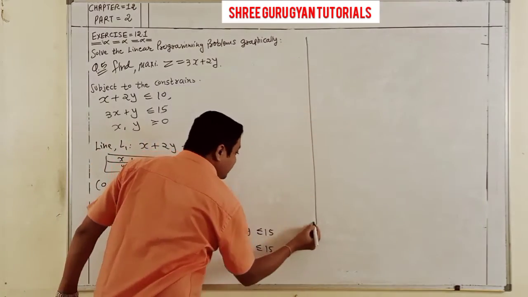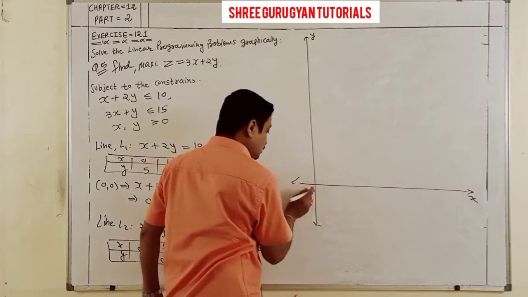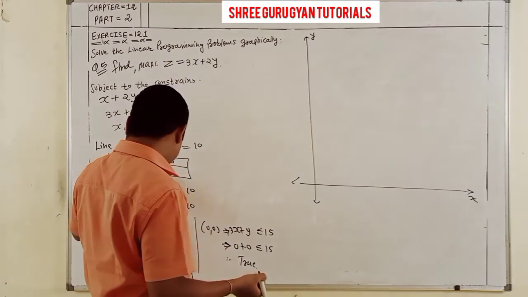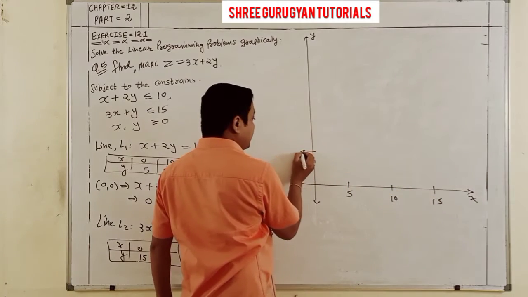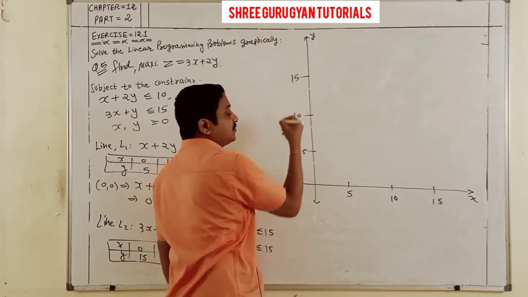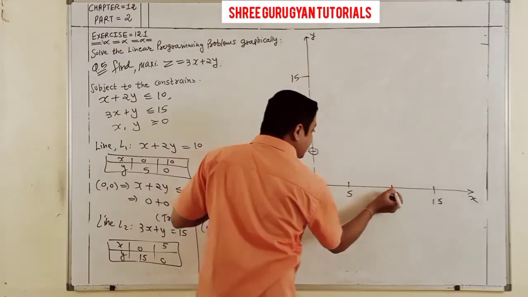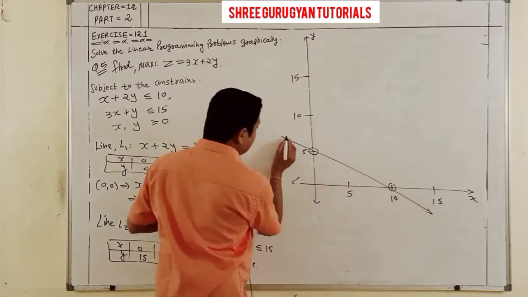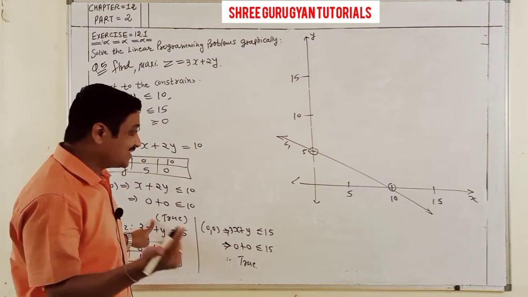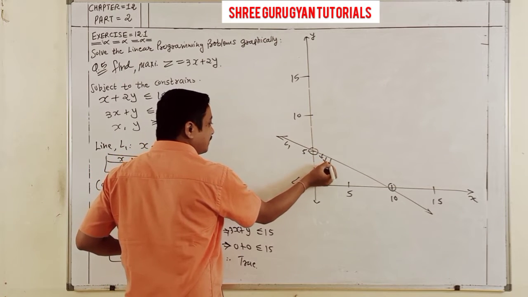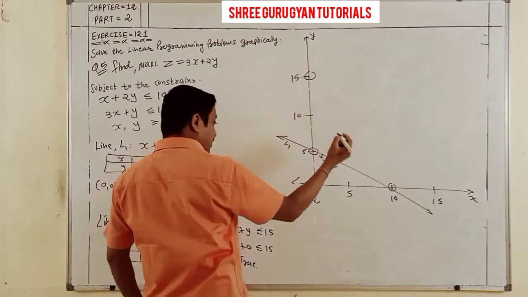Now I will start my graph. Y-axis, x-axis, and the values are 10 and 5. Very easy. 5, 10, 15. Here also 5, 10, 15. First (0, 5), second (10, 0), line L1, and shaded on which side? Yes, it is the true side, the origin side. This side is my shading. Now secondly (0, 15) and (5, 0).